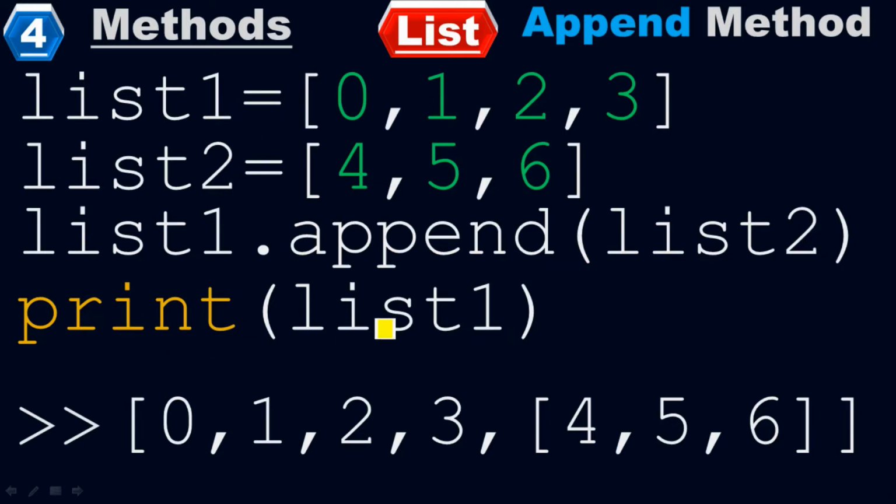So when you take the print of list 1, look, list 1 is this list, 0, 1, 2, 3. When you take the print of list 1, you will get 0, 1, 2, 3, and then this second list, list 2, 4, 5, 6. Because we have appended list 1 with list 2. Therefore, you will get an extra part here, which is this list, when you append list 1 by list 2.